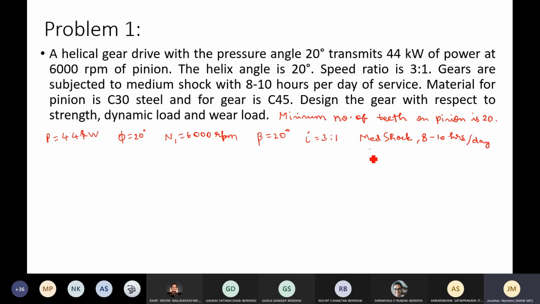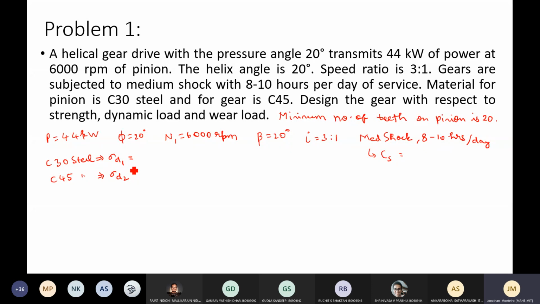Eight to 10 hours per day. So this gives rise to service factor. We'll check it out later. Material for pinion is C30 steel, sigma D1 we will see, and material for gear is C45, again steel. So this is sigma D2.